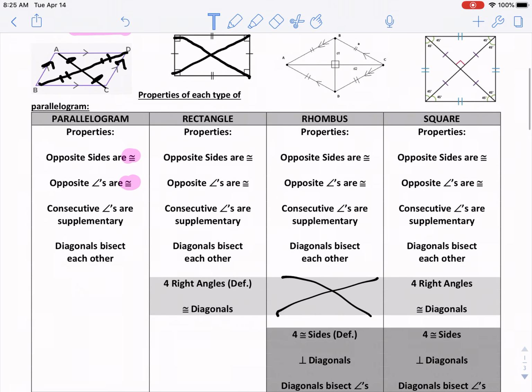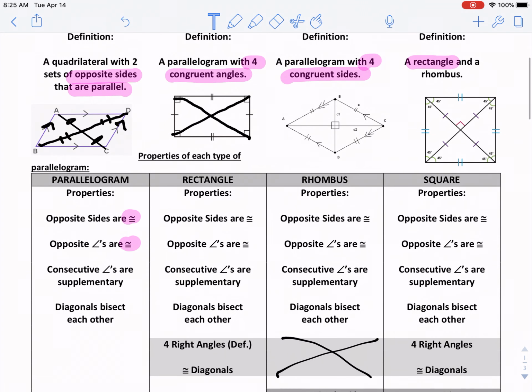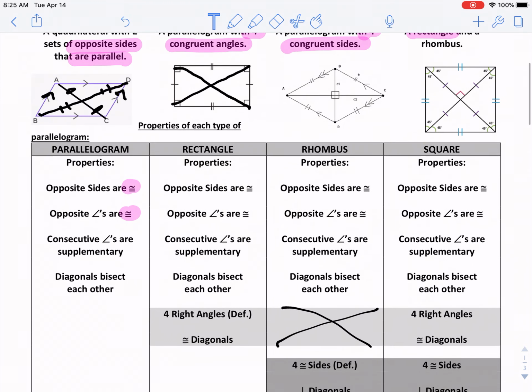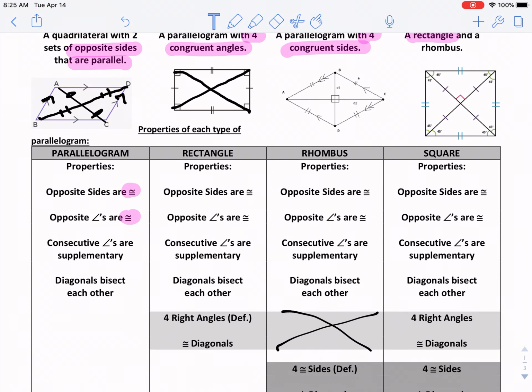Its four sides are congruent. So notice that AD is the same as AB, which is the same as BC, which is the same as CD. All four sides are the same. Its diagonals, they're not the same, but they make right angles here in the center.